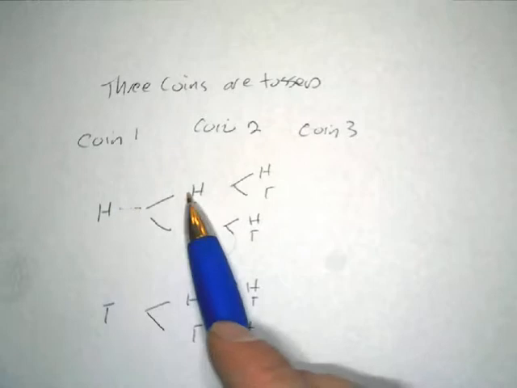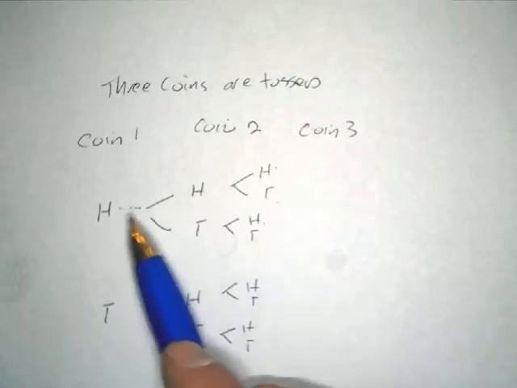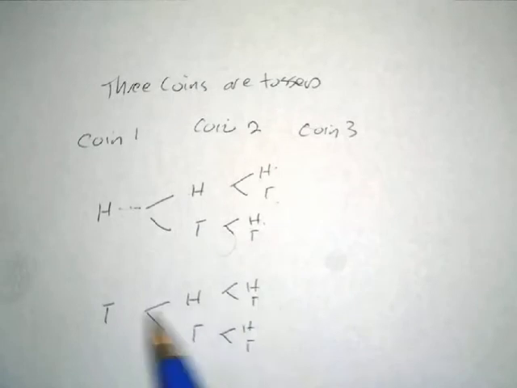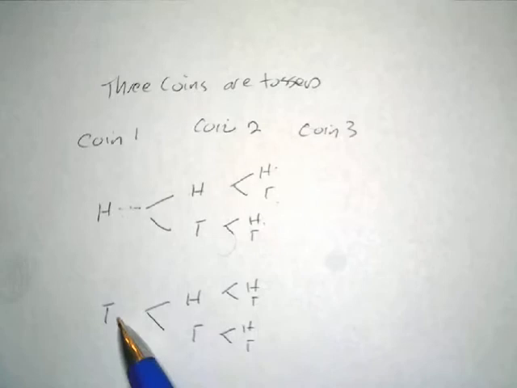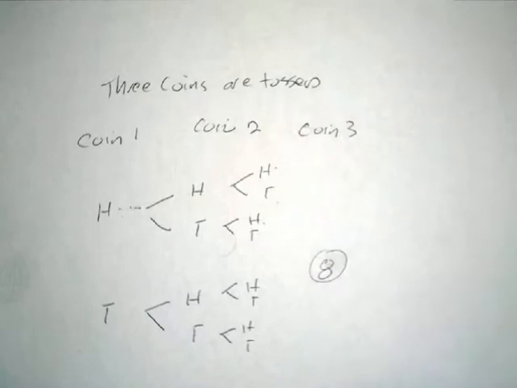we could have 1, 2, 3, 4, 5, 6, 7, 8 possible outcomes that we could have when we flip 3 coins.